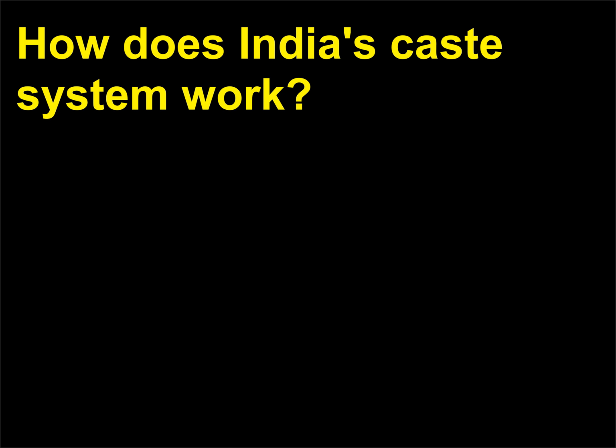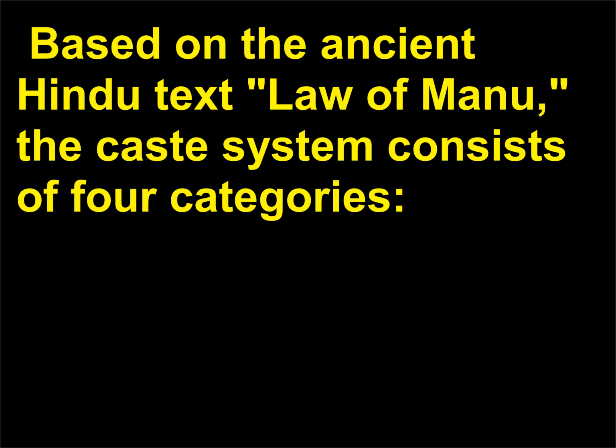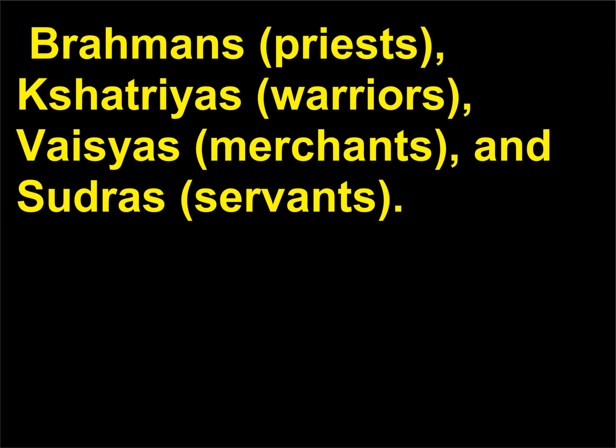How does India's caste system work? The caste system is the extremely rigid, hierarchical social class system of India. Based on the ancient Hindu text Law of Manu, the caste system consists of 4 categories: Brahmans, priests; Kshatriyas, warriors; Vaishyas, merchants; and Sudras, servants.